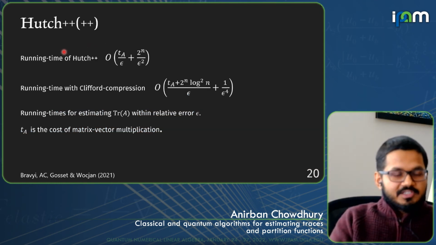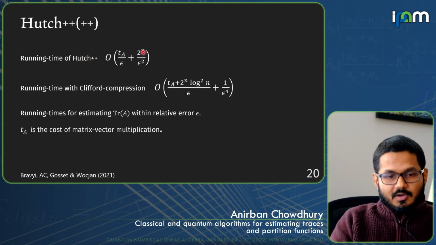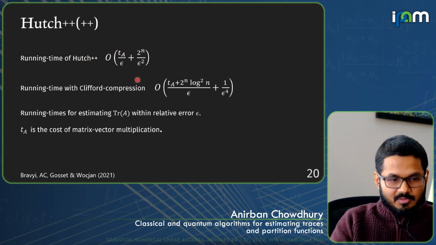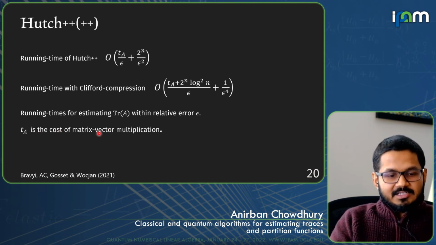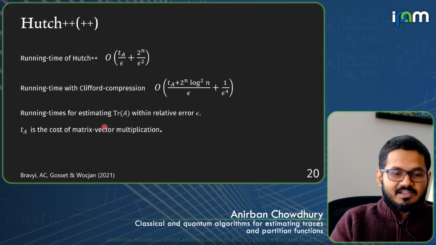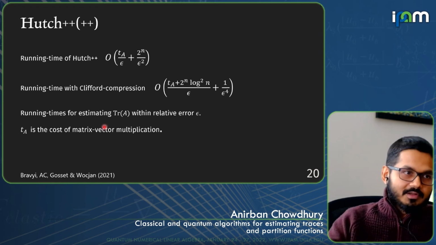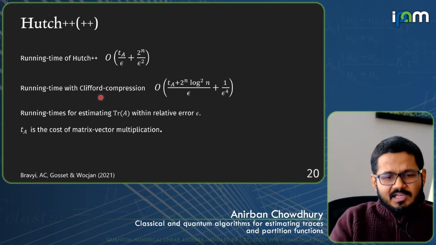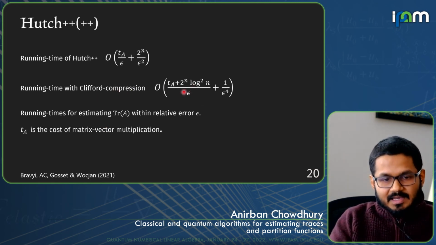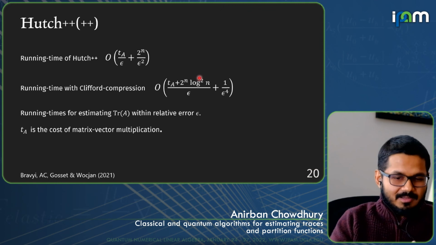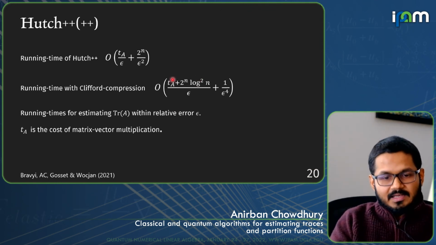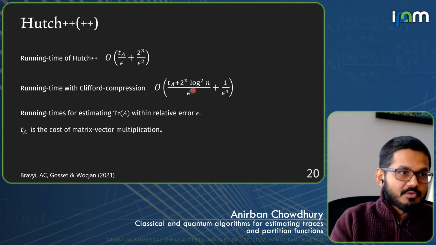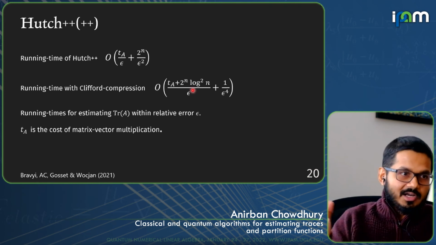Well, the running time of the older Hutch++ algorithm scaled as T_A over epsilon plus 2 raised to n over epsilon squared, where T_A is the cost of doing matrix-vector multiplications for this matrix A. If you do this Clifford compression, you lose this 2 raised to n over epsilon squared scaling. So you get T_A plus 2 raised to n, plus some logarithmic corrections, over epsilon.